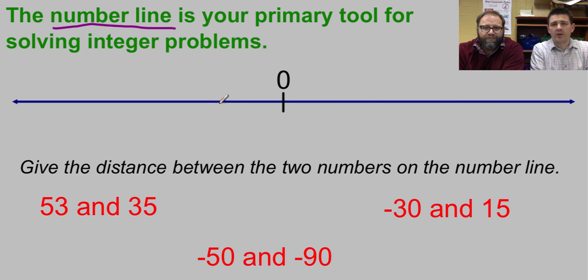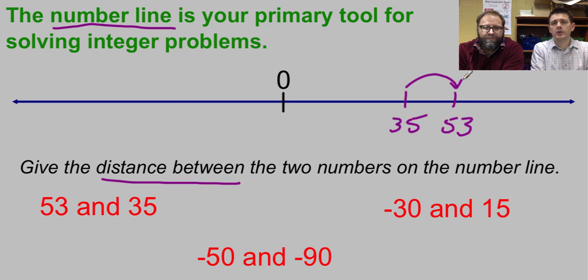So I've got a very basic number line, with our 0 in the middle, and we want to find the distance between these two numbers. 53 and 35. If I think about it, 35 is maybe about here, and 53 is about here. So I want to find this distance between the two numbers.